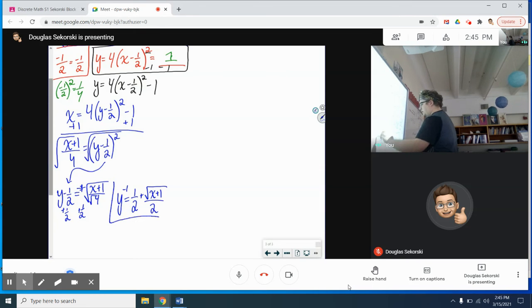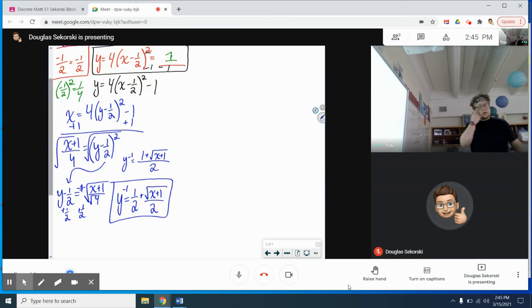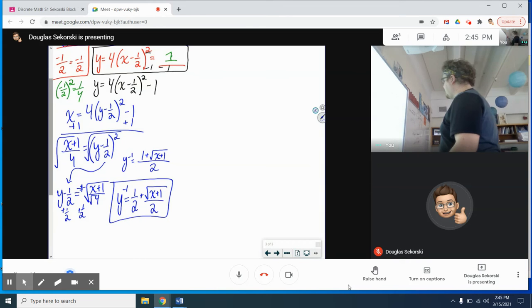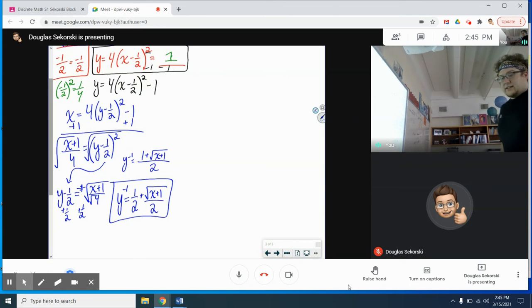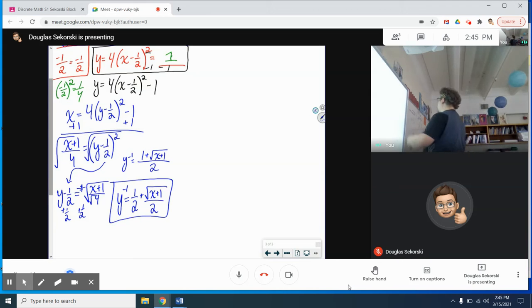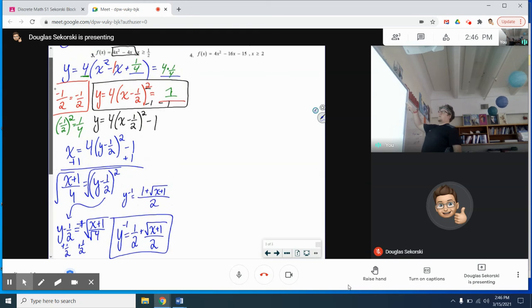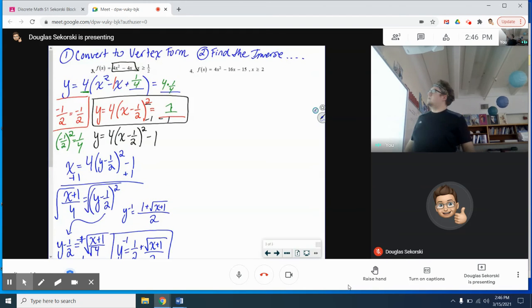So you could leave it like that, or you could say y inverse equals 1 plus the square root of x plus 1 all over 2. Either one, that's fine. Okay? Either way, that's fine with me. So that's example 3. And of course, go back, review different parts of this if you need it. Also, just keep in mind, we will talk about those multipliers again. I realize that's probably the trickiest part about these.